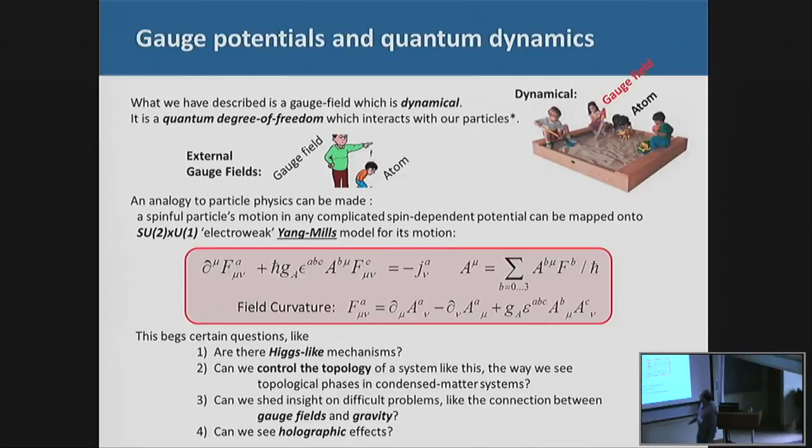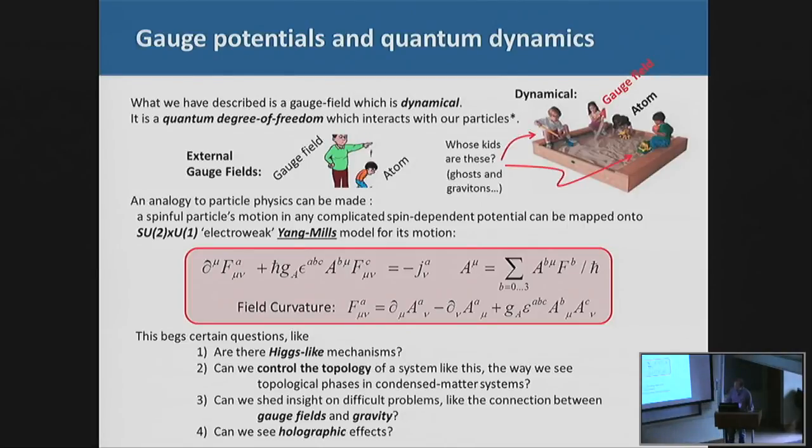Can we control the topology of a system like this? This is a little bit unlike particle physics, where we don't have control over the topology of the system. And can we change phases in a way that might take us between cases where we have a Higgs-like mechanism and cases where we don't? Finally, can we use systems like this to shed light on difficult problems, like the connection between gauge fields and gravity?